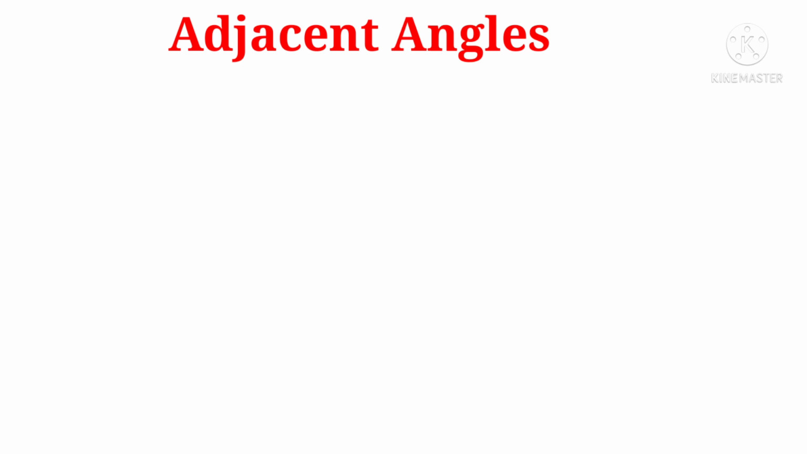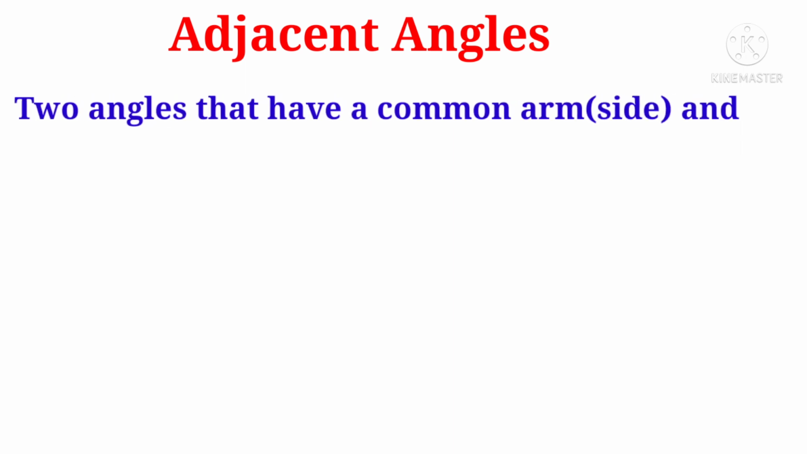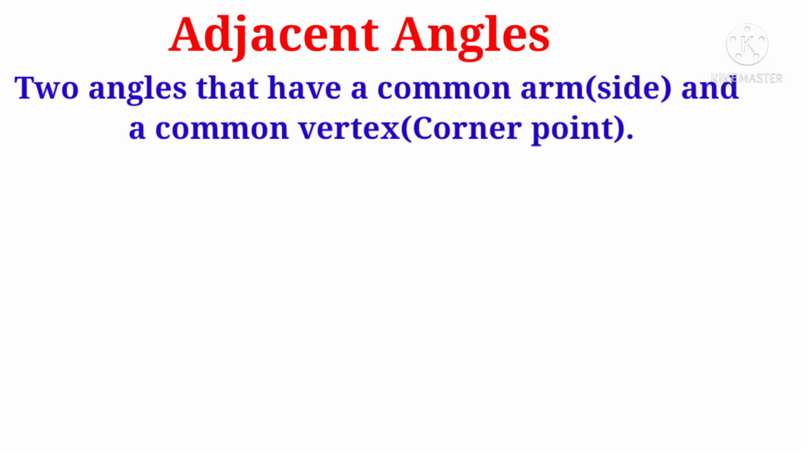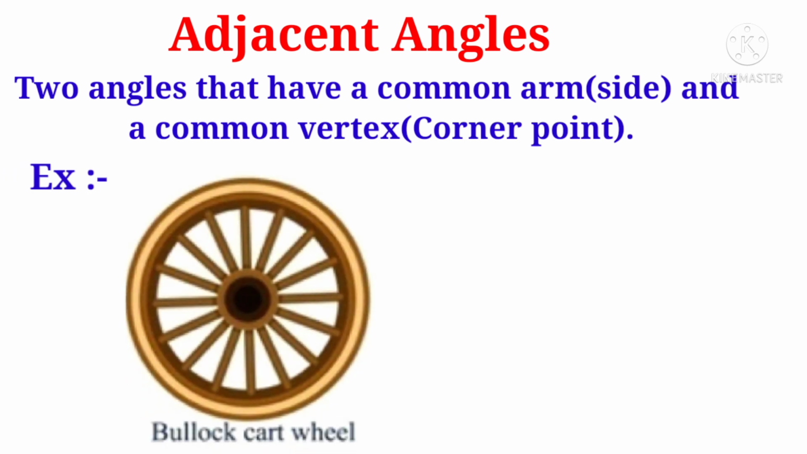Let us see the actual definition. Two angles that have a common arm or side and a common vertex (corner point) are called adjacent angles. Let us take an example. Let us take a bullock cart wheel. Let us draw a ray through one of its spokes and put a common point, that is the common vertex, and this ray is the common side. Now the angles on either side of this ray are the adjacent angles.